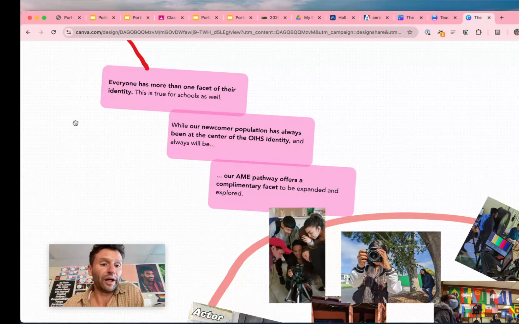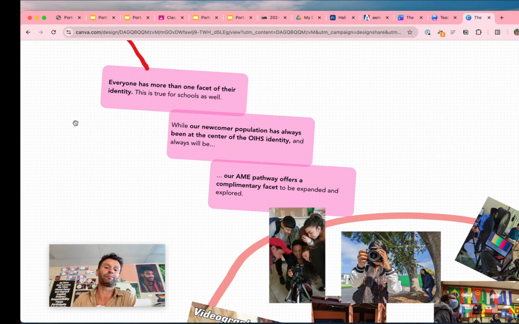Now, everyone has more than one facet to their identity. That's true of people, and it's true for schools too. While our newcomer population has always been at the center of our identity and always will be, we are hoping that our arts, media, and entertainment pathway offers a complementary facet, to be expanded and explored when we are thinking about what Oakland International High School is.